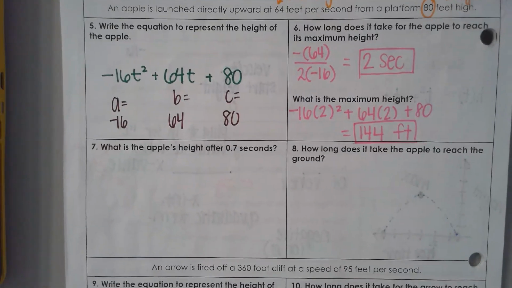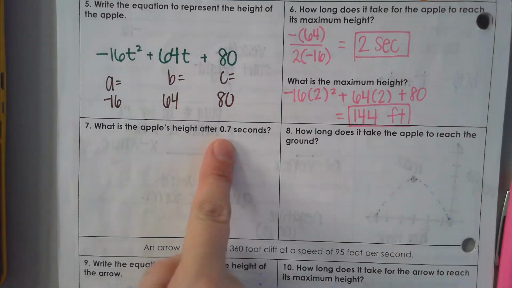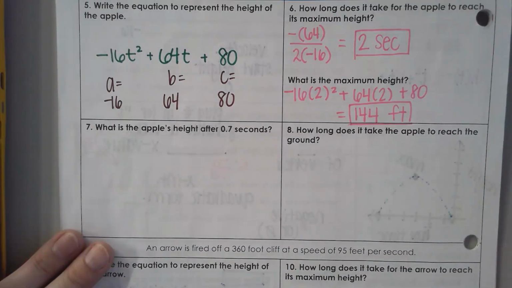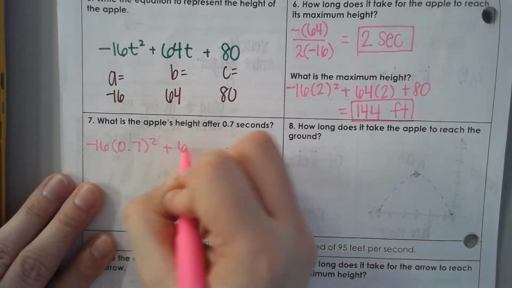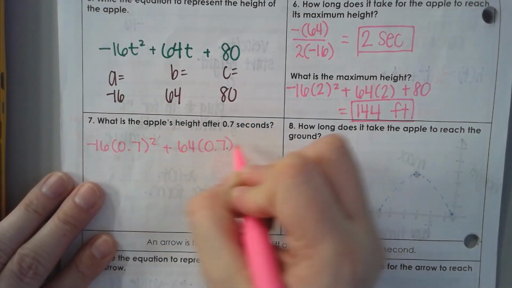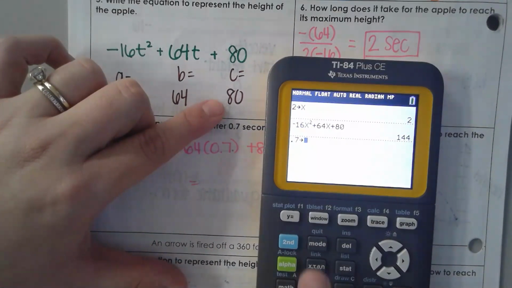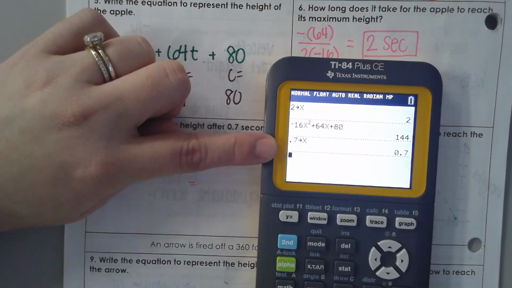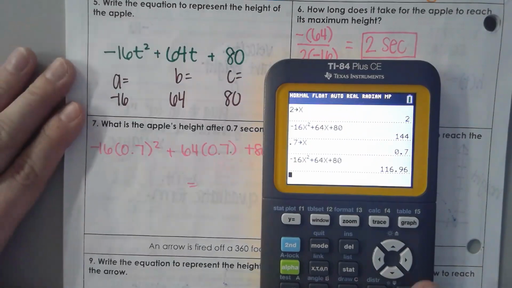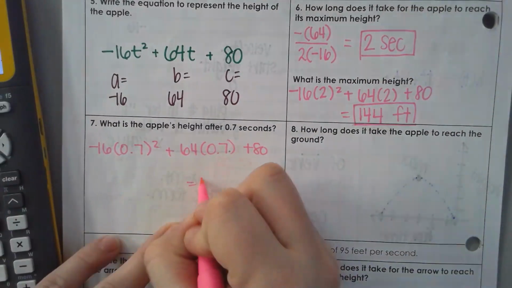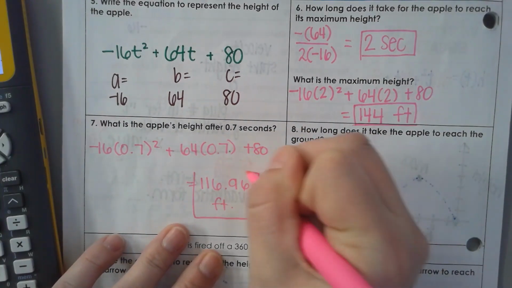I'm going to go pretty quickly because we're about out of time. So for the height at 0.7 seconds, we plug in a 0.7. Now, I stored 0.7. I've already typed in the equation, so I don't have to retype it. And we get 116.96 feet. So it goes almost 117 feet in the air.